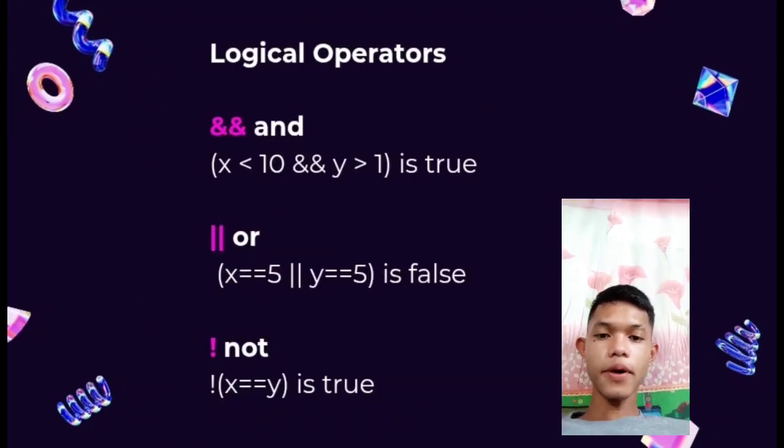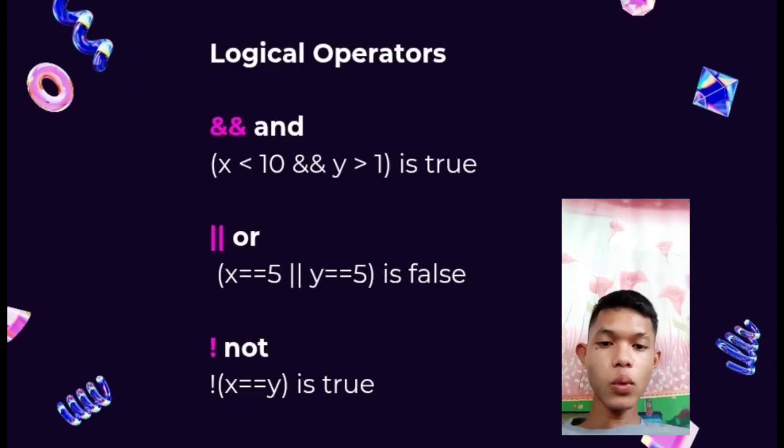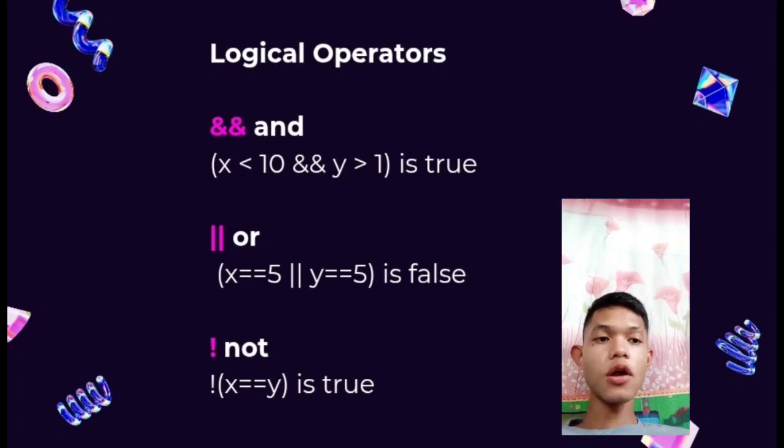Logical and comparison operators. So what is the difference between comparison and logical? Comparison operators are used to compare two values, while logical operators are used to combine two or more conditions. The logical operators are and, or, and not. With and, both things must be correct. With or, at least one thing must be correct. With not, make it the opposite.